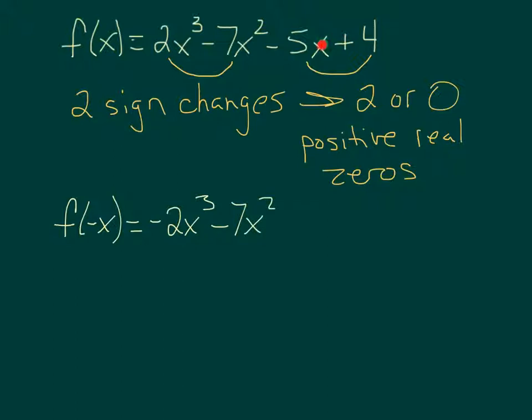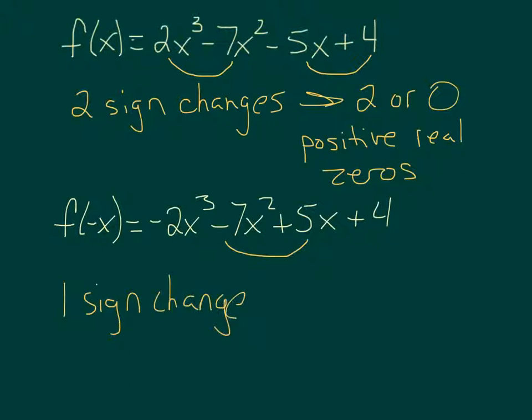We plug a negative in here. Negative 5 times negative x is positive 5x, so plus 5x plus 4. Okay, and again, we're going to count the sign changes. We're all negative, then we become positive, so there's one sign change. And then it stays positive. So one sign change means that there is possibly one negative real zero.